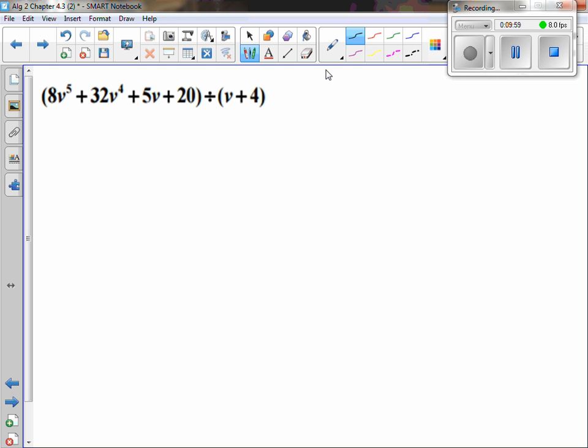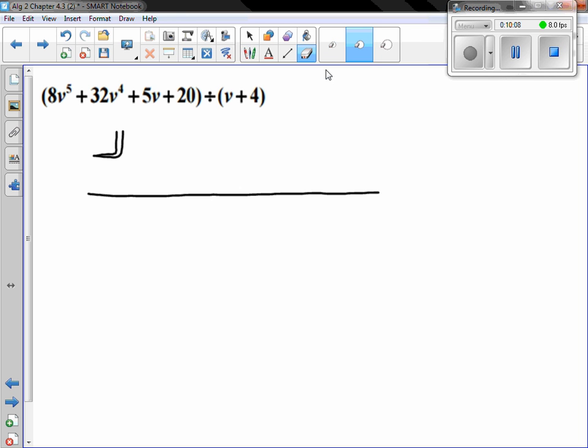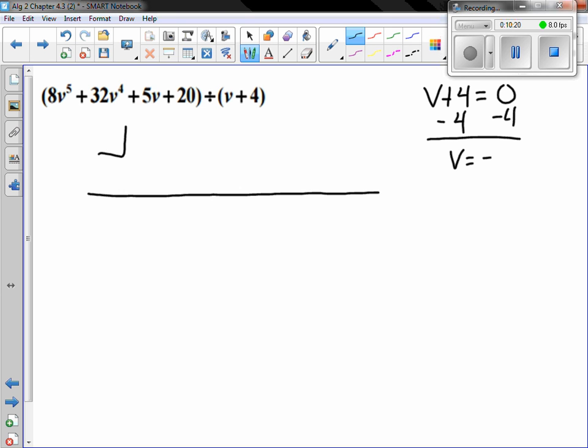So what do I need to do to get set up? Well, I need my cubby hole, or my cubby, and a line. Yes? Well, let's figure out what goes in the cubby. I would do that by doing what? v plus 4 equals, solve it for 0, so v is -4. Questions on this here so far?